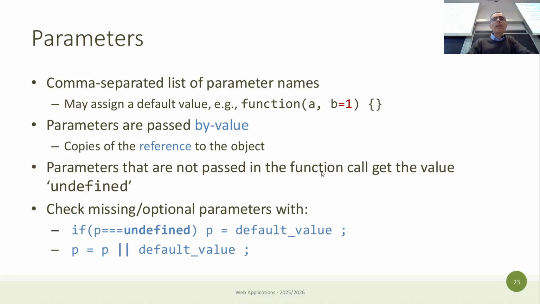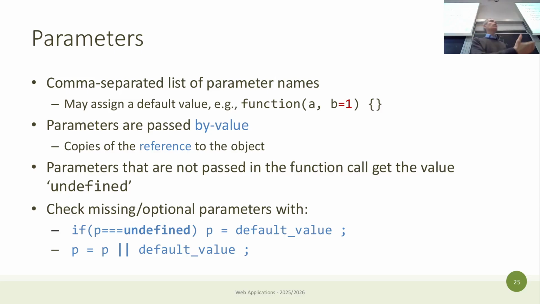Parameters that are not passed in the function call get the value undefined. This is pretty peculiar, right? So you define a function with 3 parameters, you can call it with 1. It's not an error, okay? The other 2 get undefined as a value when you execute the function body, okay? And of course you can check if the value is undefined and react. And of course the function must be written in a way that it expects this condition. But if you want functions with a variable number of parameters, for instance, this is a possibility, right?